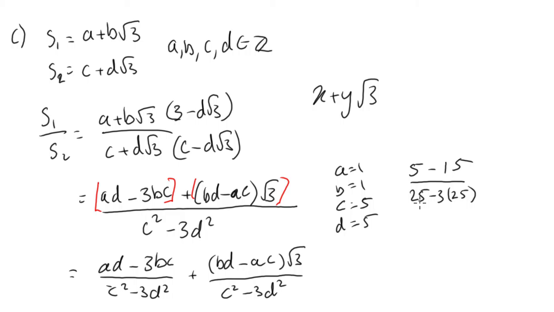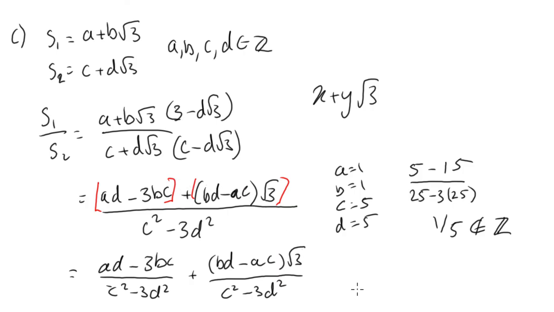Okay, so what we can do now is just compute that on our calculator. So I'm just going to plug that into my calculator. So I get 5 minus 15 over 25, take away 3 lots of 25. Okay, and that gives me 1/5. And 1/5 does not belong to the integers. So in this case, S1 divided by S2 will not belong to the integers. Hence, this group is not closed under the binary operation of division.